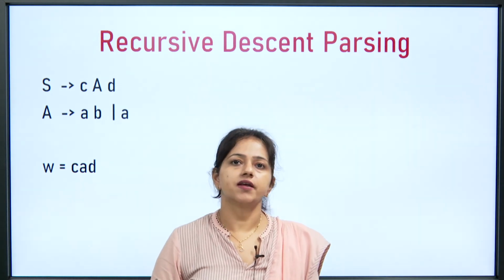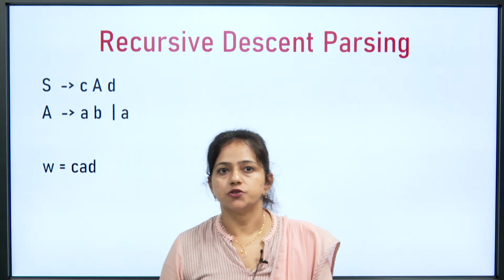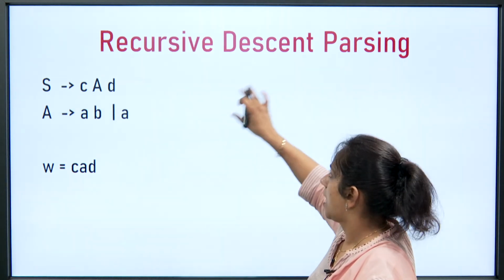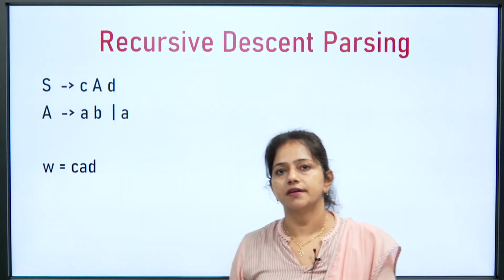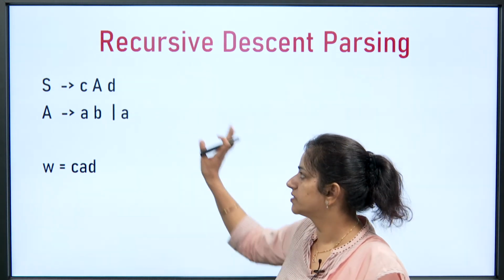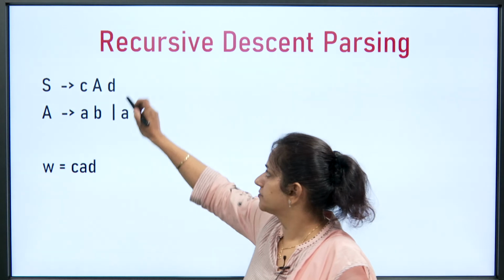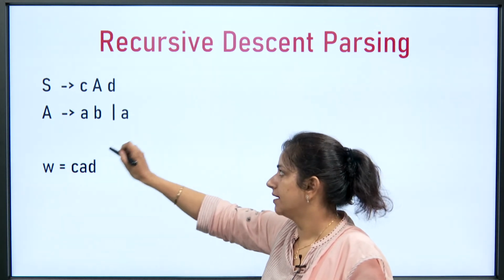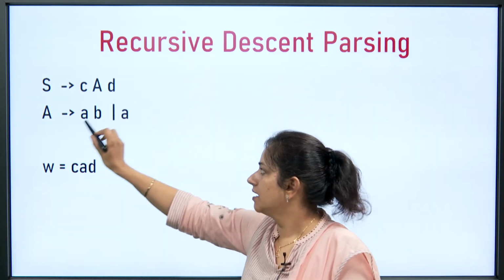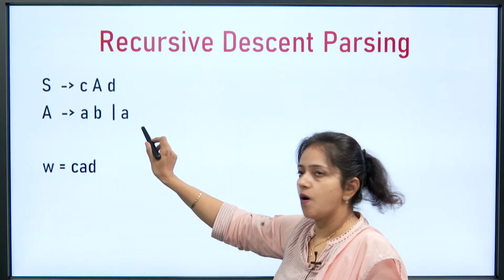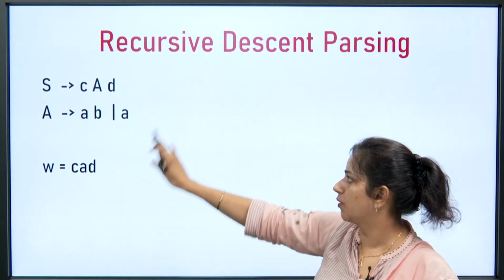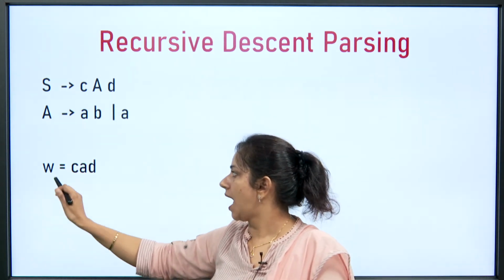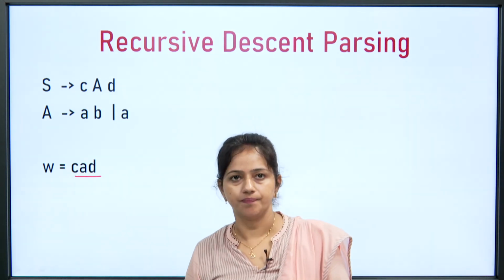Now, next is recursive descent parsing. Here backtracking may be required. I will explain recursive descent parsing using one example. Suppose we have this grammar: S to CAD, A to AB or A. It has its own algorithm, but I will explain the algorithm using this example, and W is CAD.